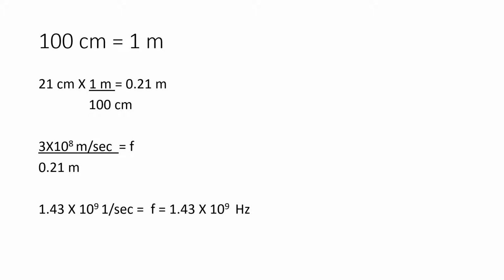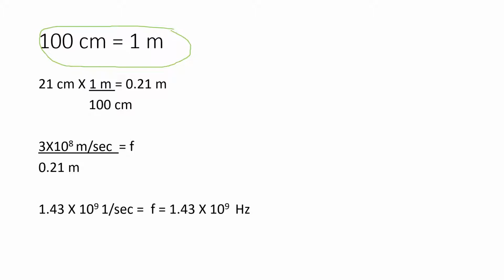Notice that in the problem, we are given a wavelength of 21 centimeters, but the speed of light is given to you in either meters per second or kilometers per second, not in centimeters per second. So we're going to have to do a unit conversion. So we know from the formula sheet that 100 centimeters is 1 meter. So that is the conversion factor that we're going to use.